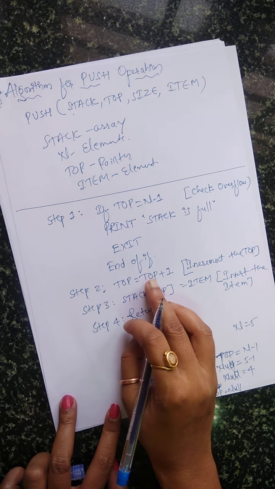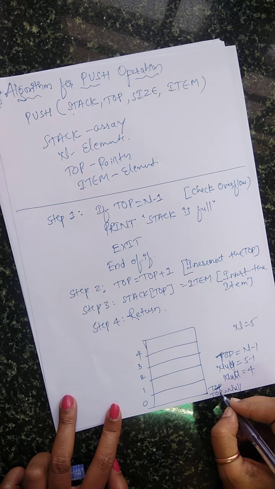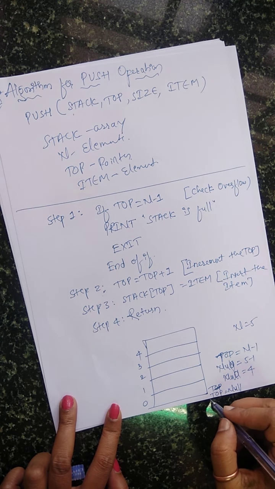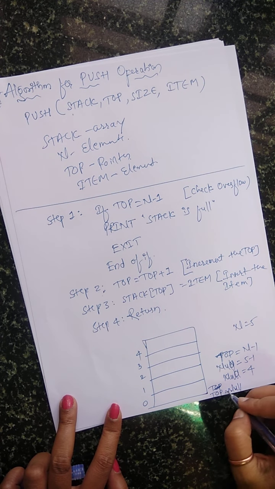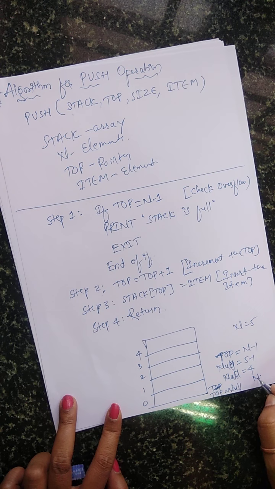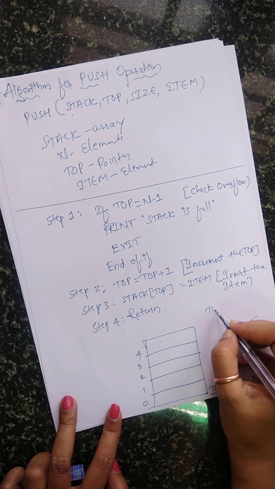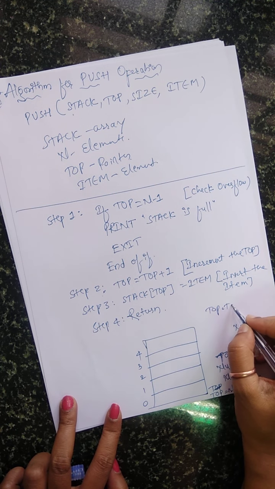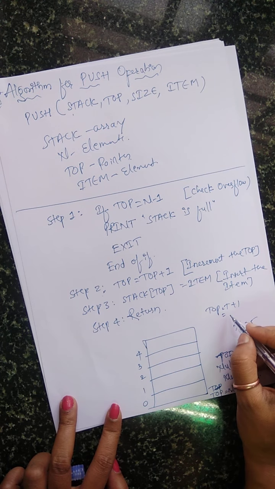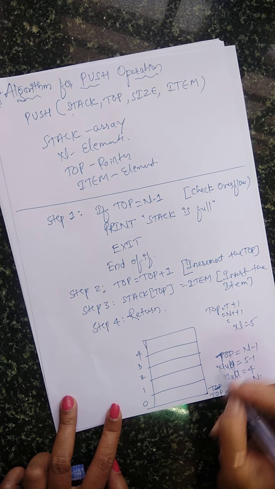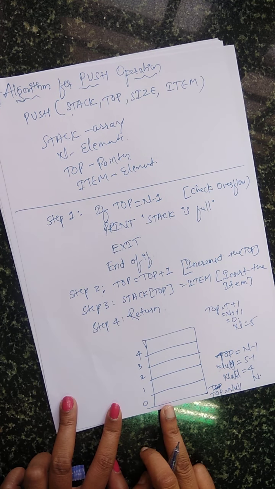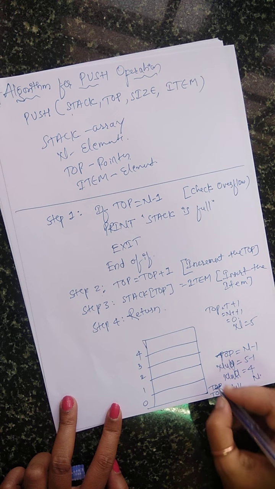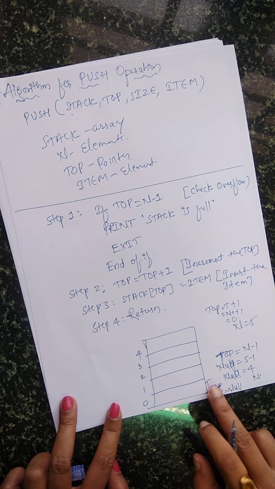So the second step, we have to increase top because it is null. Empty is always null. Then top is equal to top plus 1. Top means null, null plus 1 means it will come to the 0th position. One step has been increased. Now top will come here. I'll take a shortcut and call it T.